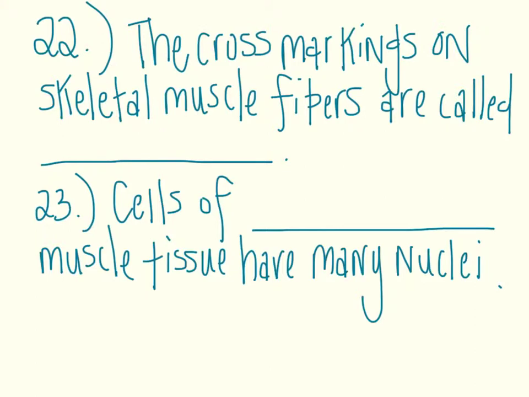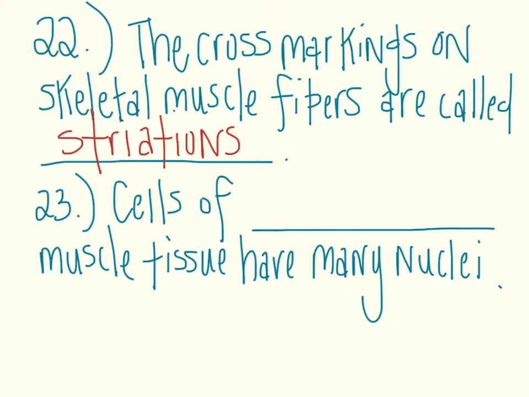Question 22 asks for the cross markings of skeletal muscle. This is what makes it look like a striped appearance, and they are called striations. So if you were to look at a piece of skeletal muscle underneath a microscope, it would look striped, and those stripes are actually called striations.